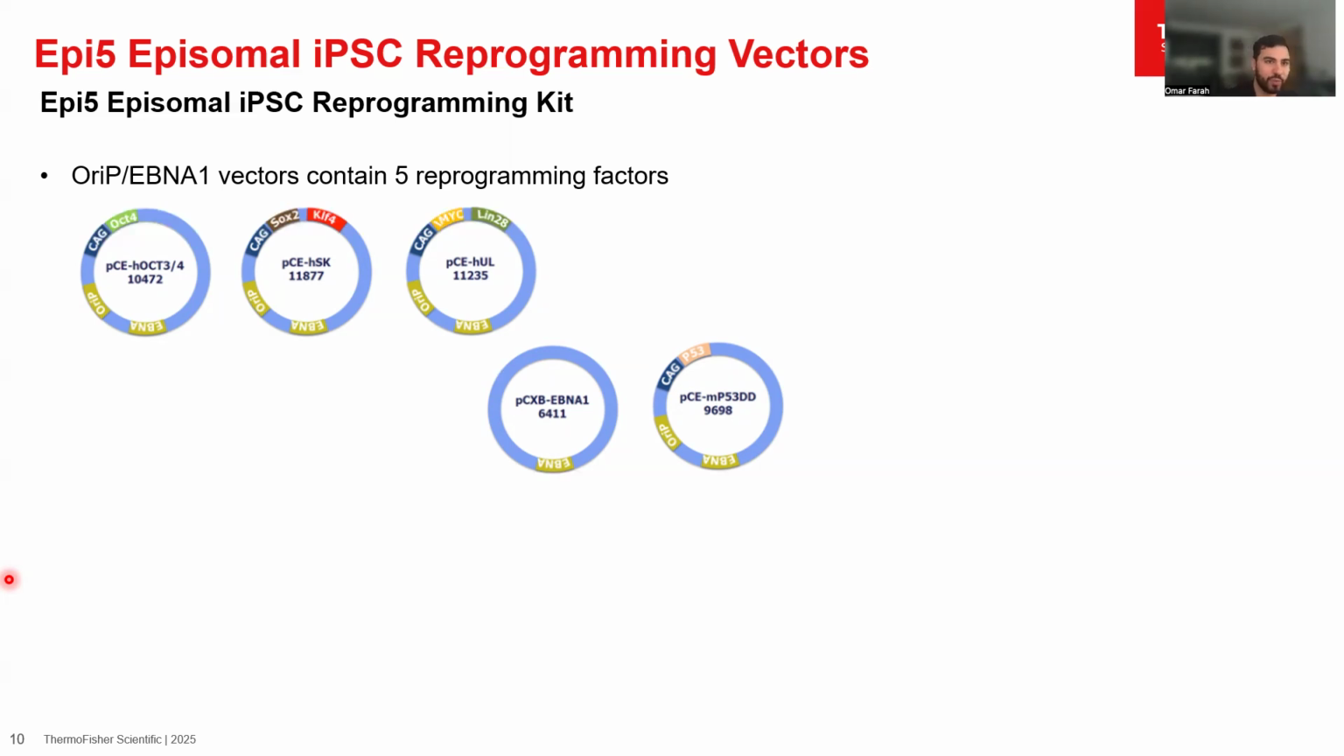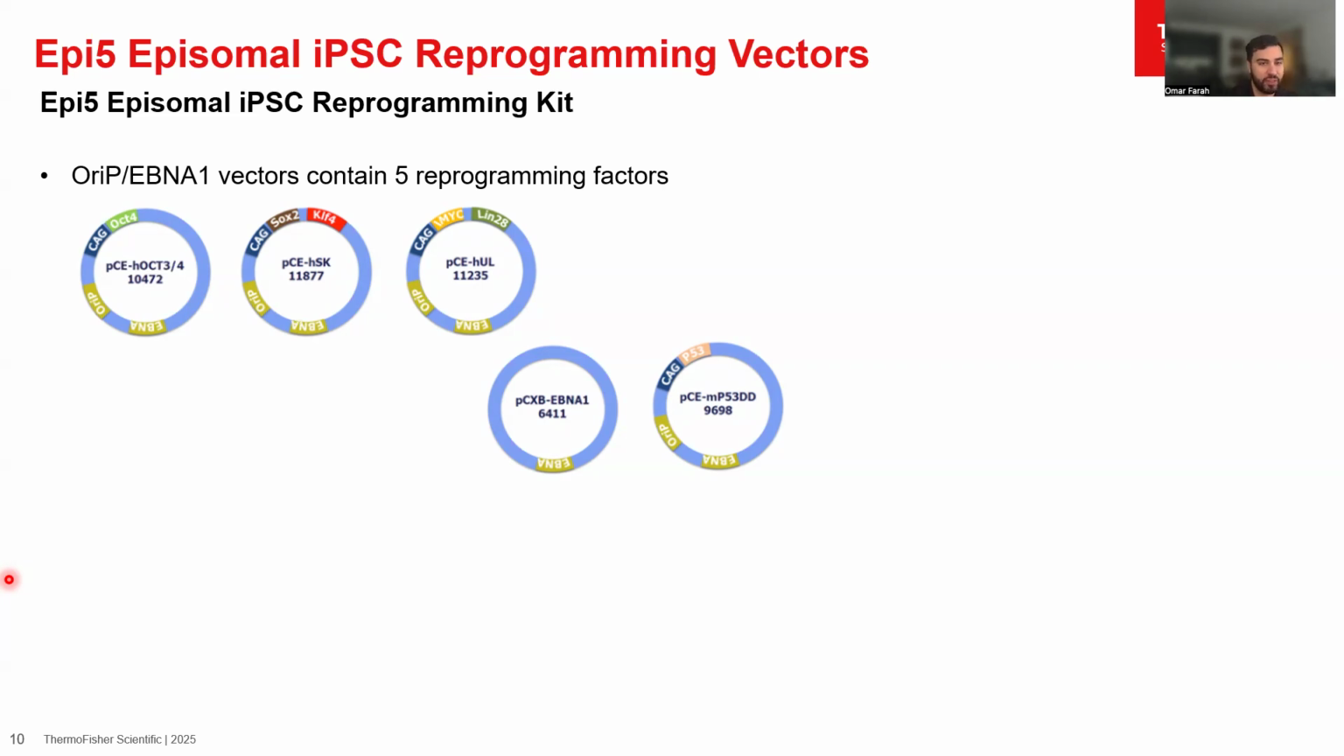So at Thermo Fisher, we have a kit called the Epi5 Episomal iPSC Reprogramming Kit. And if you remember from that very clumsy slide, this was one of the methods by which you can use episomal vectors or plasmids that have your transcription factors or your reprogramming factors cloned in, so that you're able to deliver this plasmid to the cells and have the cells start to express your protein of interest. Again, in this case, it's so that these reprogramming factors can be expressed in the cell.